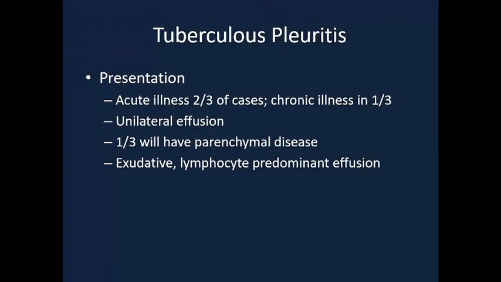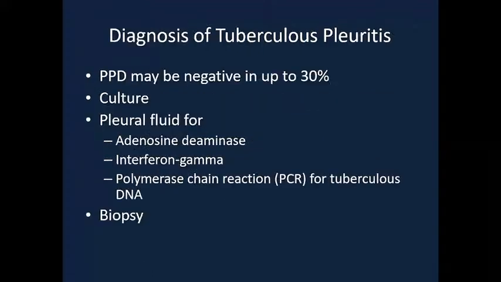So one of the most common causes of pleural effusion in our setting is tuberculosis. It's usually an acute illness in about 2/3 of cases, a chronic illness in a third, usually unilateral. And about a third will have parenchymal disease, which means 2/3 will not have any evidence of parenchymal disease. The pleural fluid is exudative with a lymphocytic predominance in terms of cells.